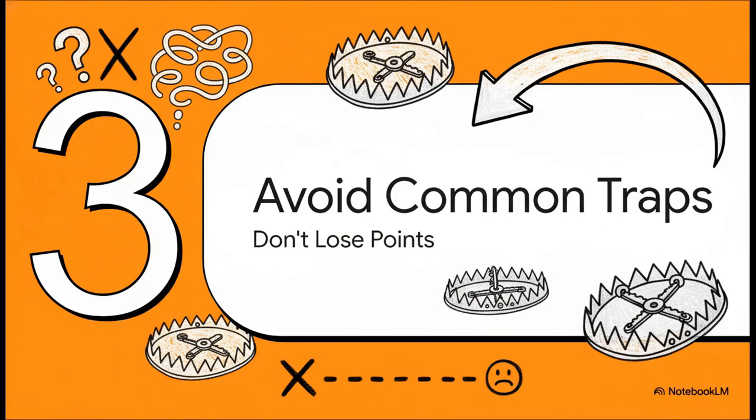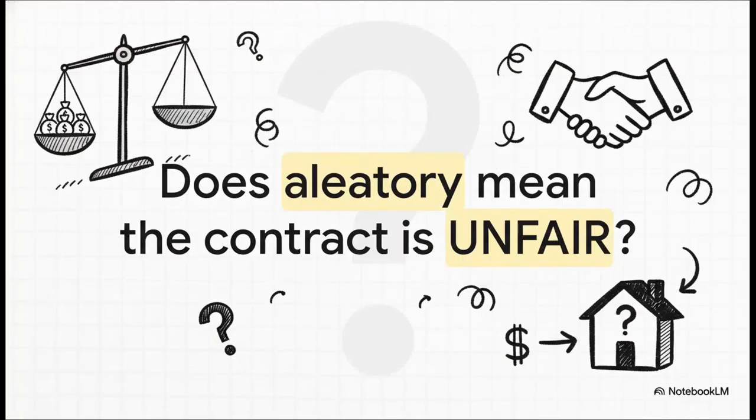Okay, pay close attention here, because this is super important. Now that we know what aleatory is, we need to be crystal clear on what it isn't. These are the common mistakes that can cost you easy points on the exam, and we're not going to let that happen. This right here is the #1 trap. People hear unequal exchange, and their brain immediately jumps to unfair. So let's just tackle this head on.